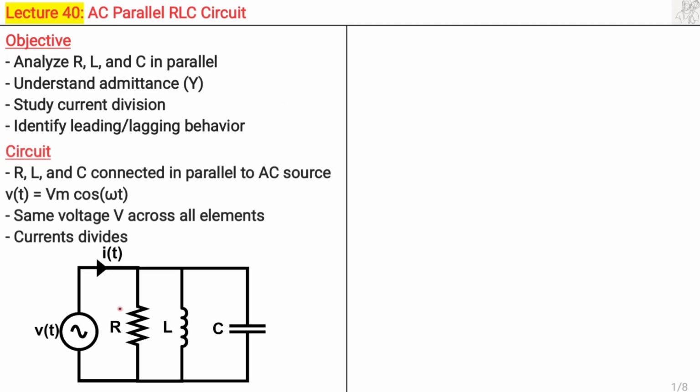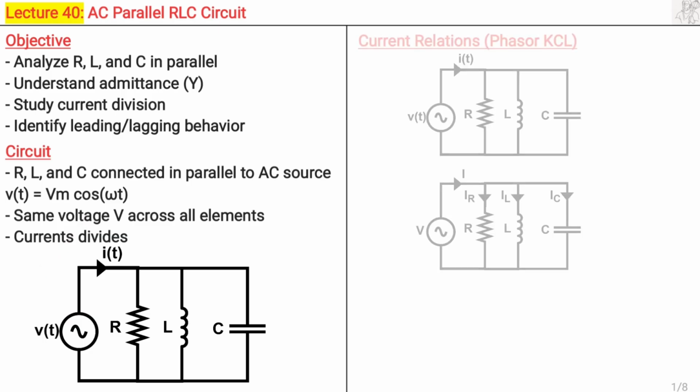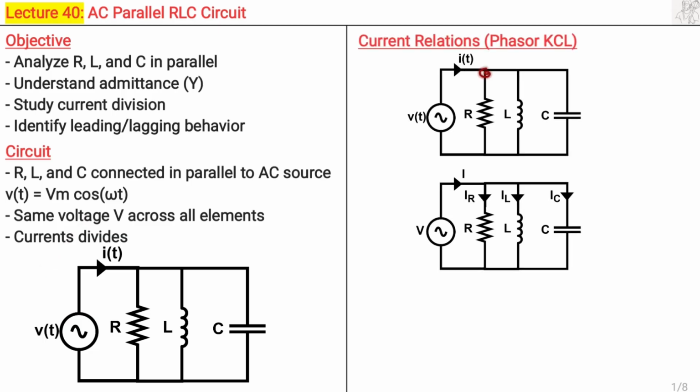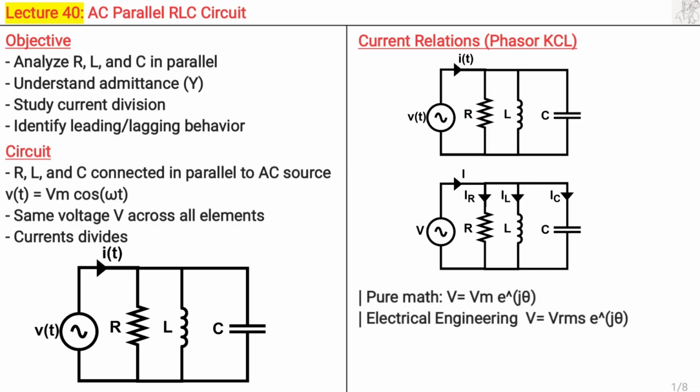So, the circuit consists of a resistor, inductor, and capacitor in parallel connected to an AC voltage source whose instantaneous voltage is simply equal to Vm cos omega t. In order to apply KCL at this node, we first have to convert voltage and current values into their corresponding phasors, and we know that the voltage phasor is simply Vm e raised to the power j theta in pure math terms, and in electrical engineering terms Vm is replaced by Vrms, where theta is the phase angle.